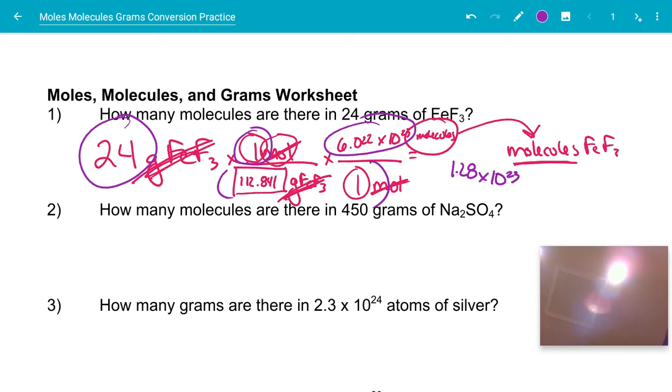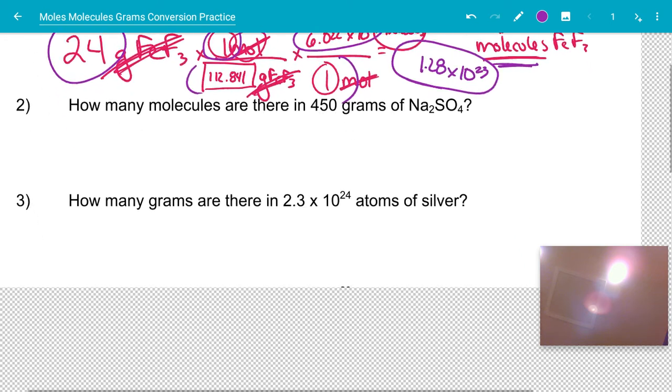Now, is that a number that makes sense? When I'm talking about molecules, would I have a huge number? And the answer is yeah, for sure. If I was talking grams or moles, that number is way too big. That's a crazy number. But as far as talking about molecules, that's a sensible number.